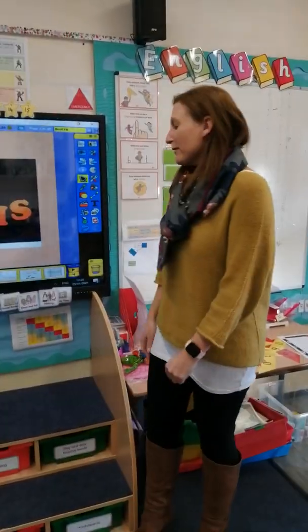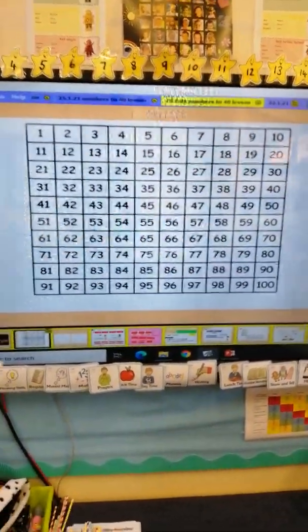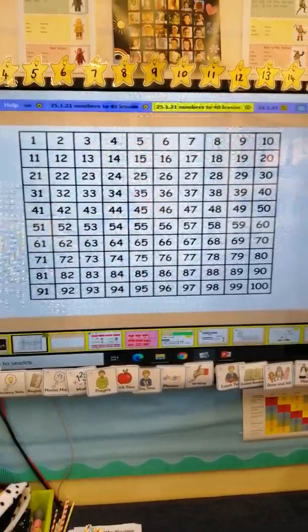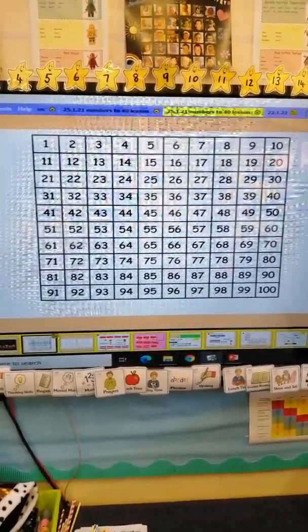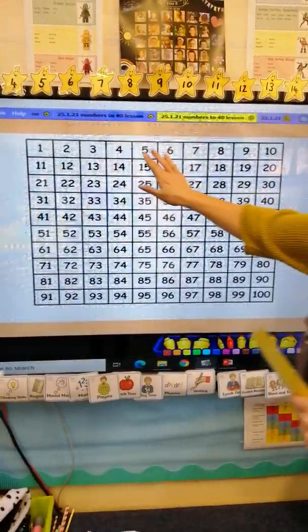Good morning, year one. Today in maths, let's warm up our brains. You should have already done your arithmetic books, and then let's go on to our 100 square. Who can find me the number 15? Where's the number 15? The clue isn't in the name here, is it? 15. Well done. It's here, the number 15.